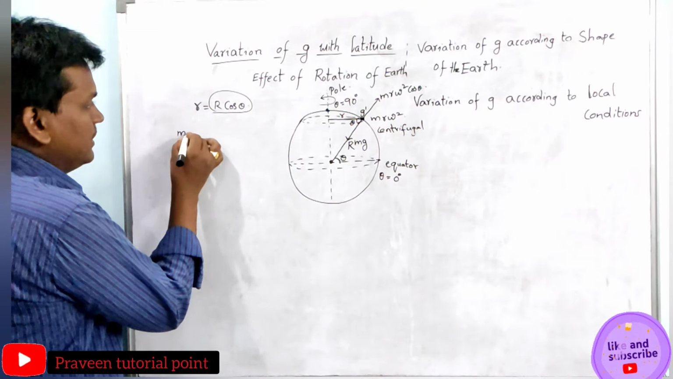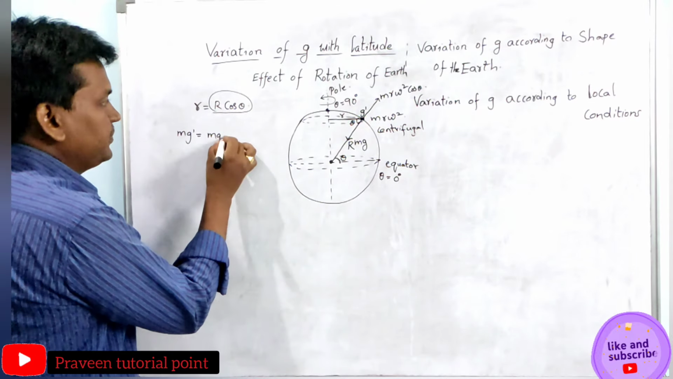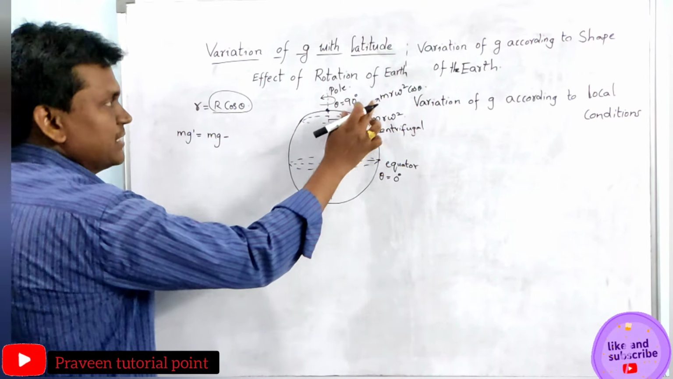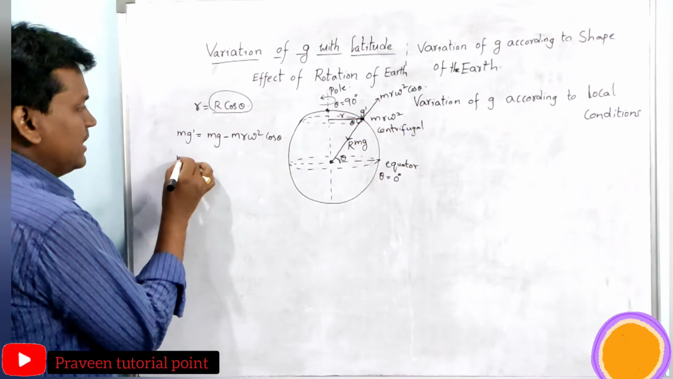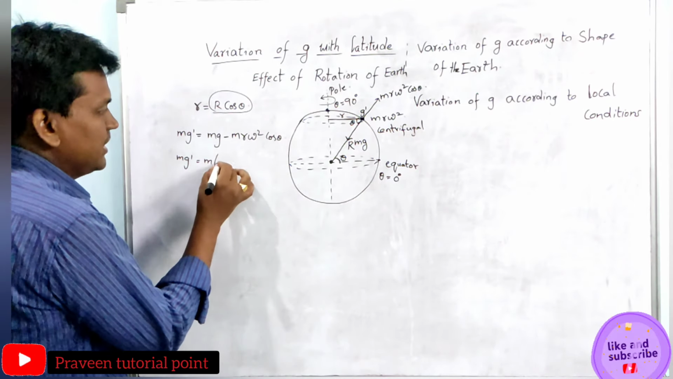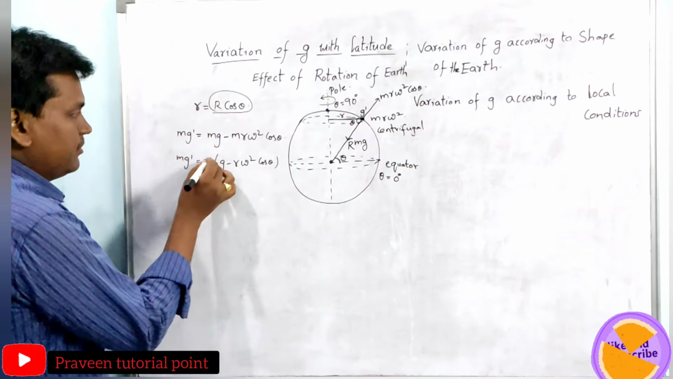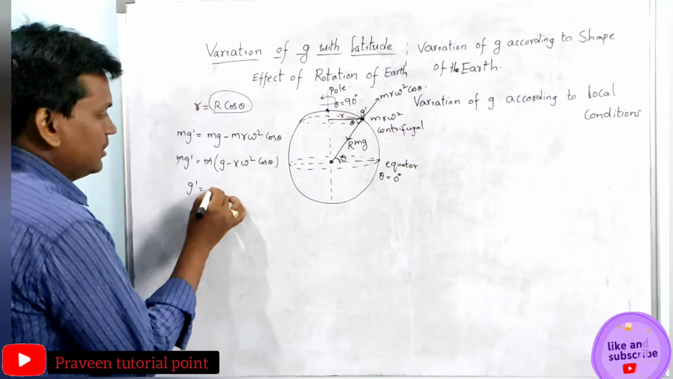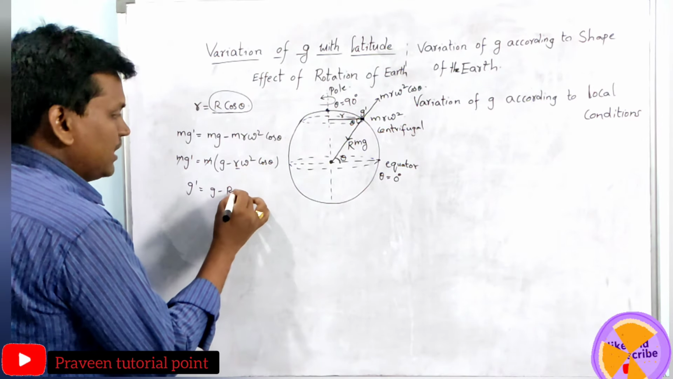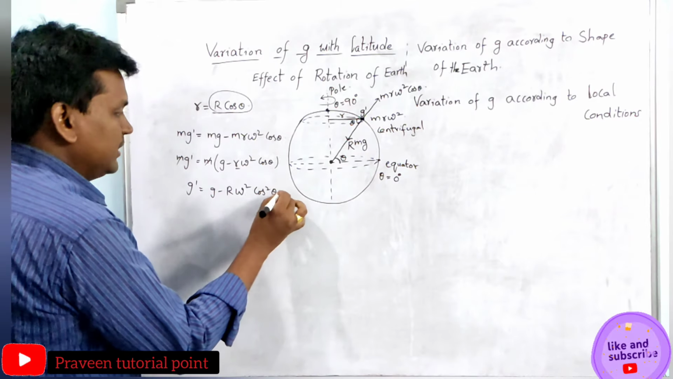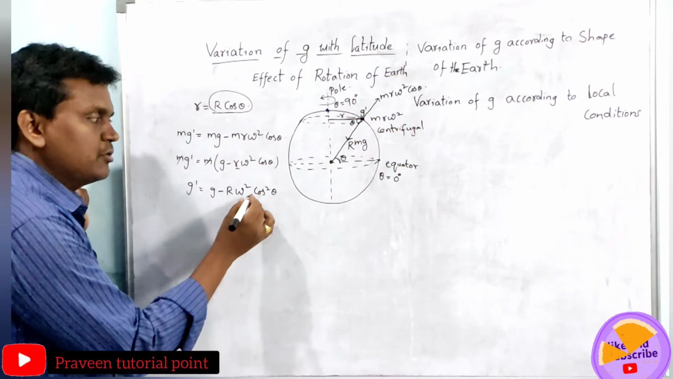So for that, m g dash equal to the inward force mg, this will be more, minus m r omega square cos theta. And m g dash equal to, if you take m common here, m times g minus r omega square cos theta. If you cancel m and m, g dash equal to g minus, instead of small r, replace it with R cos theta. So we will get R omega square cos square theta. So g dash equal to g minus R omega square cos square theta.